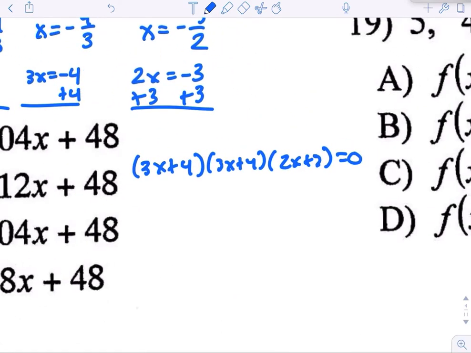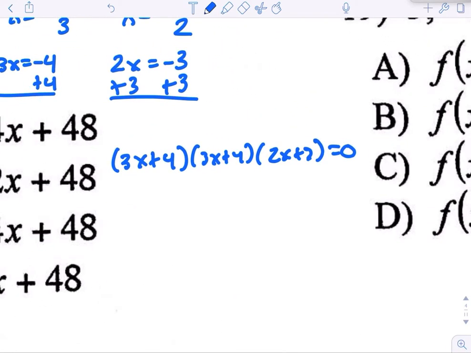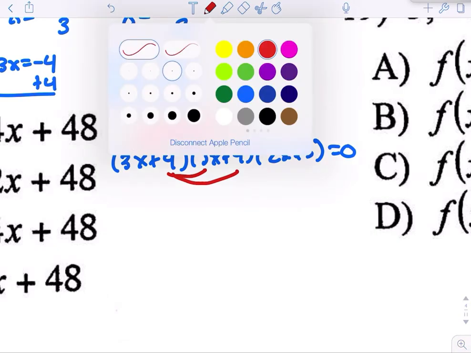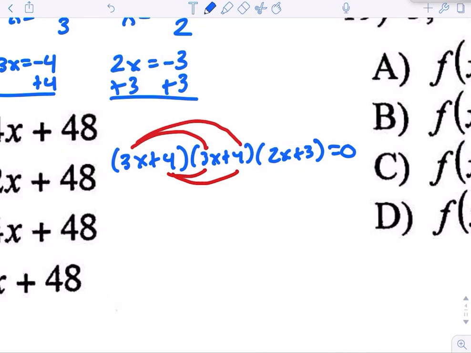Now what you guys would have to do for this is, oh man, sloppy. We would just have to distribute this, okay? So I'll do these two first. So you would have to do that, and then you would have to do that, right? In order to find your polynomial. So 3x times 3x is 9x squared. 3x times 4 is 12x. 4 times 3x is 12x, and 4 times 4 is 16.